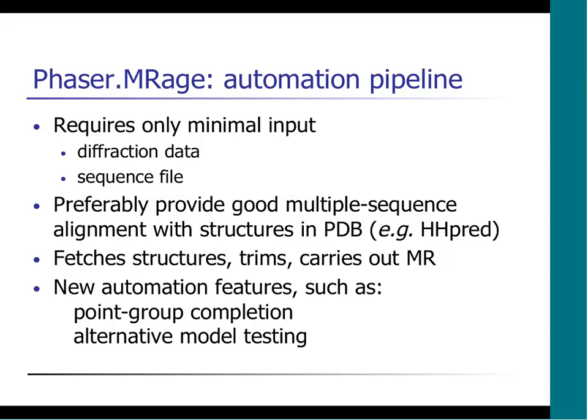Another very powerful feature is alternative model testing. So if it detects, because there's a very good signal, that one of the solutions is correct from a whole set of alternative models, instead of having to carry out the whole molecular replacement solution, it takes all of the remaining models and just superimposes them on the solution that it knows to be correct and rescores them. So then you find out which would have been the best model without having to carry out the whole molecular replacement solution on every single model.